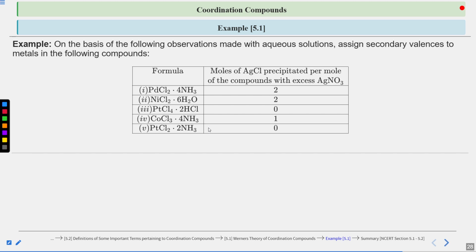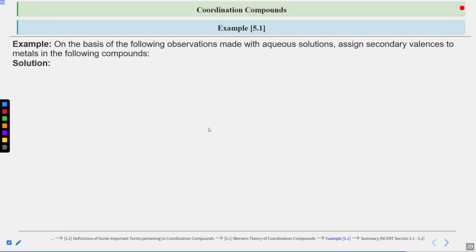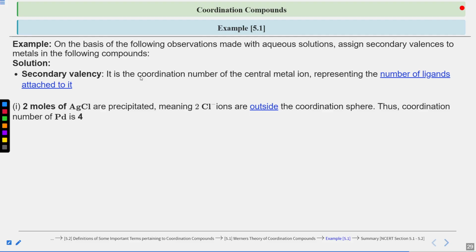We have just studied the secondary valency, what it represents, and how you can calculate it by observing things in the complex formula. Secondary valency is basically the coordination number of the central metal ion, and the primary valency represents the oxidation number. So it represents the number of ligands attached to it. Coordination number means the number of donor atoms attached, that is, the number of ligands attached to the central metal ion.